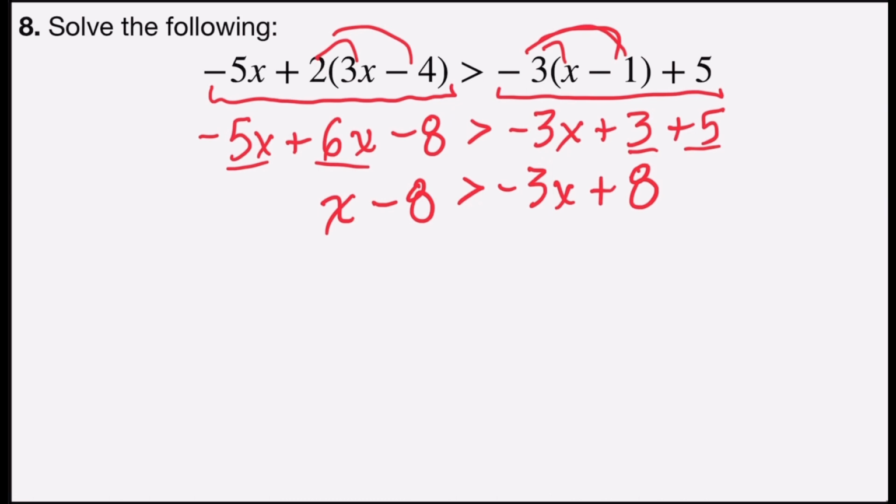Now I have to get all of my variable terms on one side and my number terms on the other. I like to keep my variable terms positive, but in inequalities I also like to keep them on the left side. I don't have to, but it's easier to read the inequality from left to right.